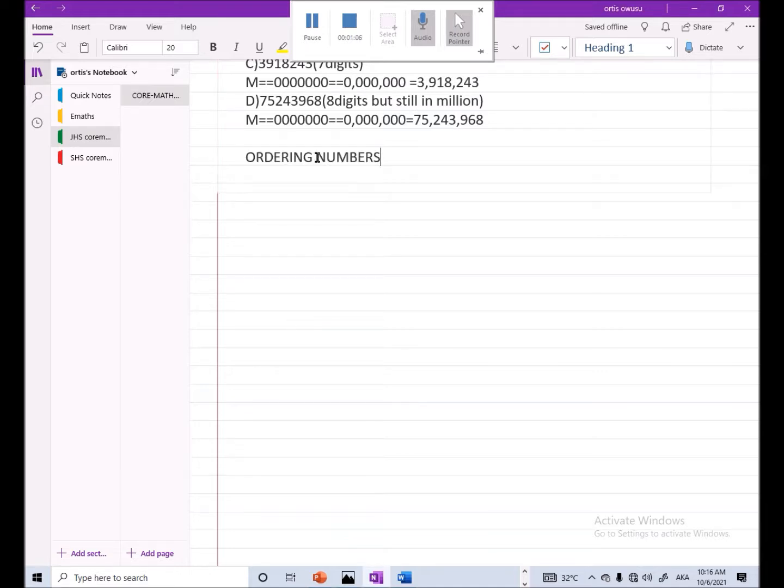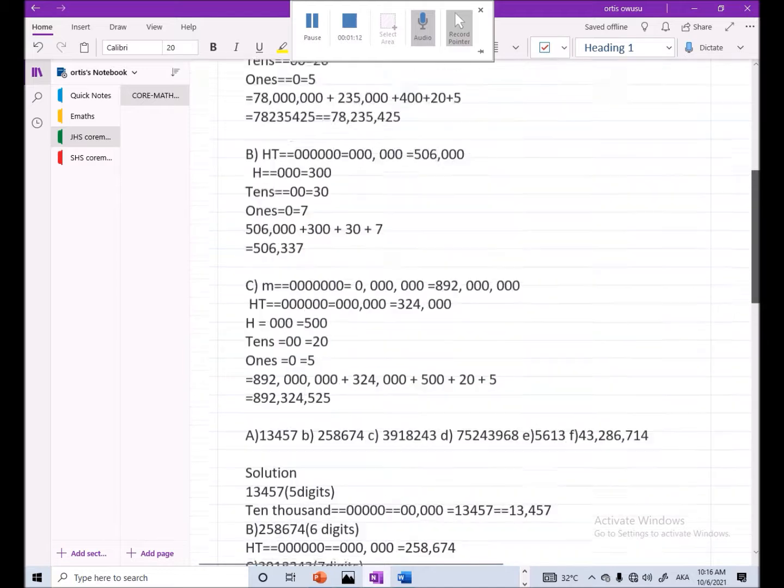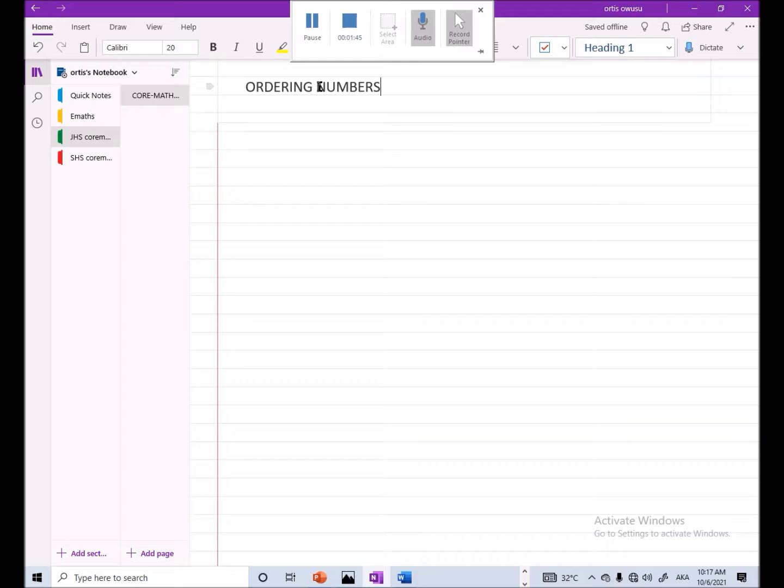The other time we solved the questions, our assignment that we gave, and we were able to solve it very well.